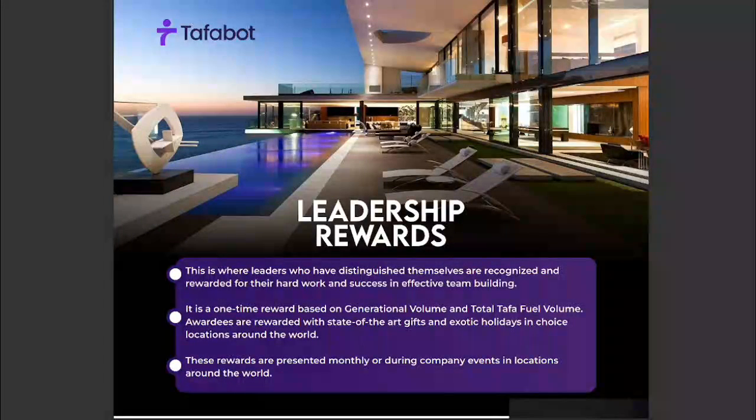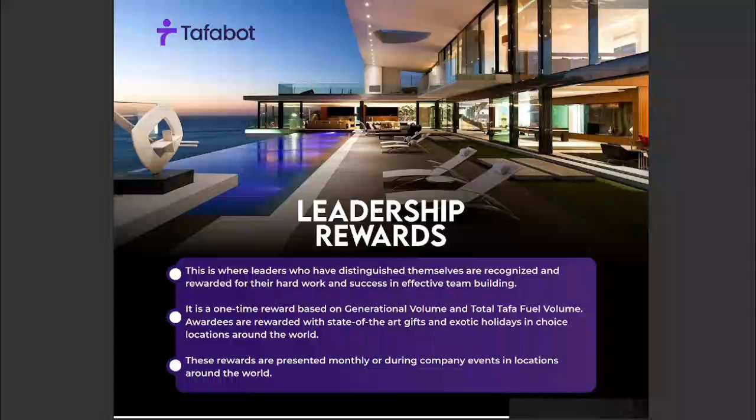Now we are still earning. You can see this is the leadership rewards. This is where leaders who have distinguished themselves are recognized and rewarded for their hard work and success in effective team building. It is a one-time reward based on generational volume and total Tafa fuel volume. Awardees are rewarded with state-of-the-art gifts and exotic holidays in choice locations around the world. These rewards are presented monthly or during company events in locations around the world.